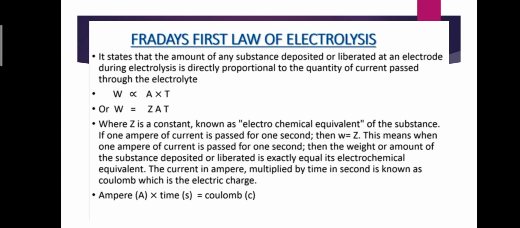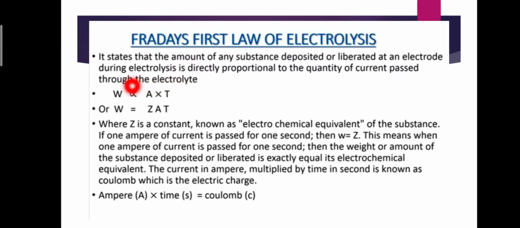Faraday's first law of electrolysis. It states that the amount of any substance deposited or liberated at an electrode during electrolysis is directly proportional to the quantity of current passed through the electrolyte. W is the amount of substance, A is the current and T is time. W is directly proportional to the current passed through the electrolyte.